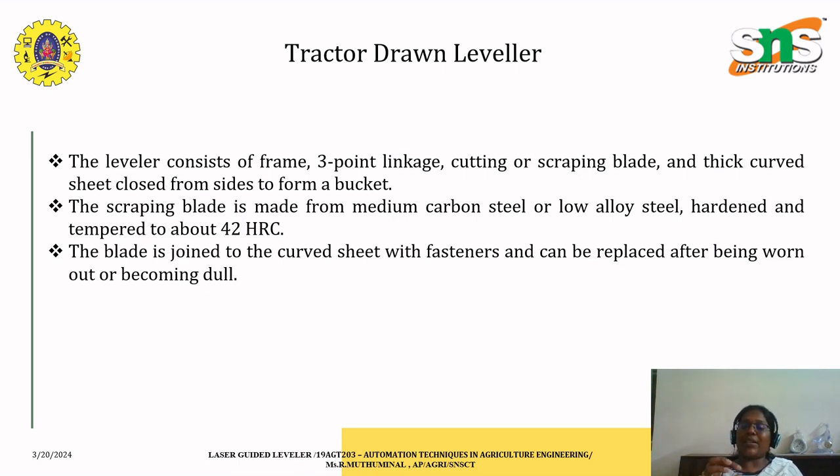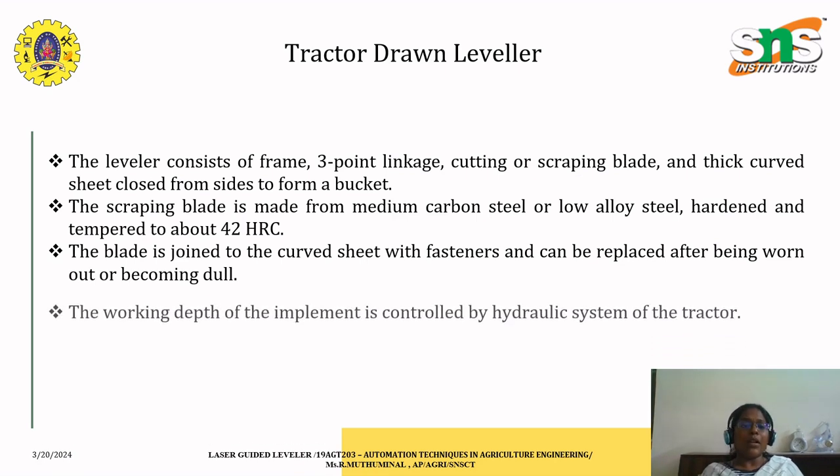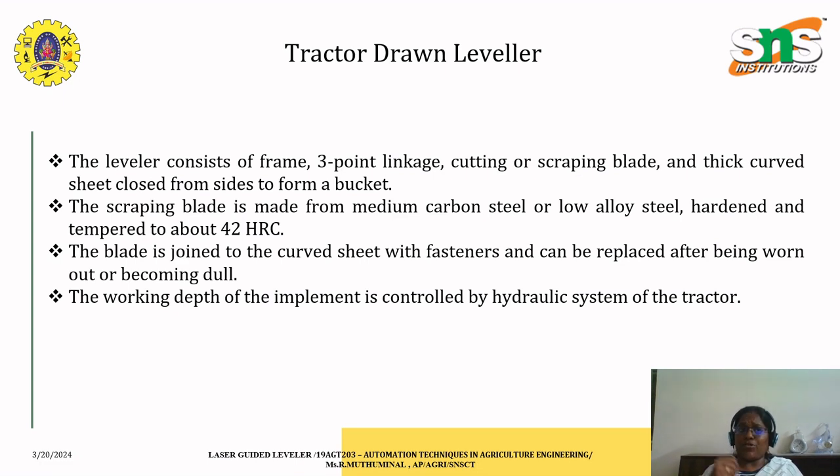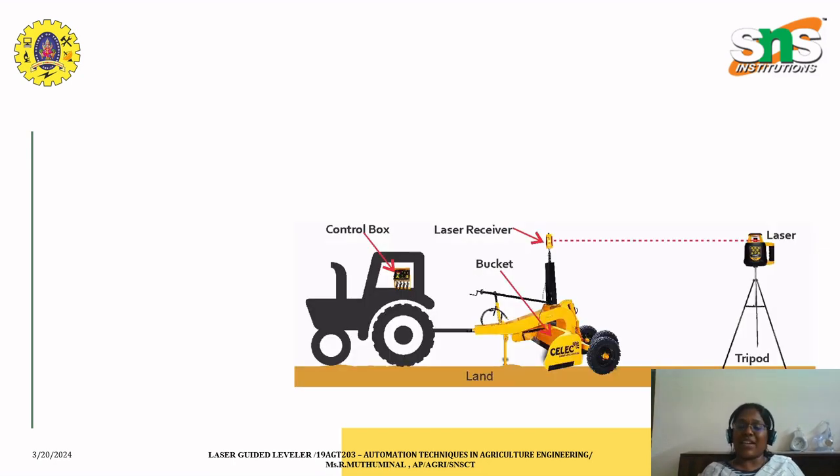So the fasteners will help us to hold the linkages which we have created between the blades and the hardened curved sheet. The working depth of the implement is usually controlled with the help of a hydraulic system which helps us to make the leveler implement move up and down. That is how the hydraulic system helps us, where the leveler could be moved down or closed down or made open. So the working depth depends upon this. These are the main features involved in tractor drawn leveler.